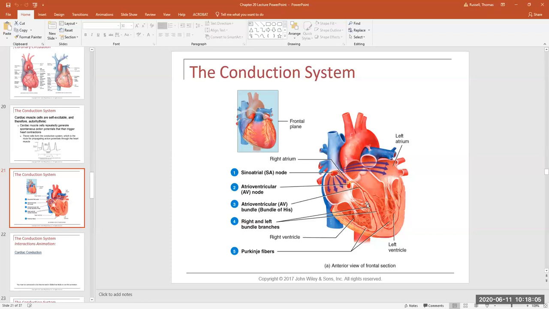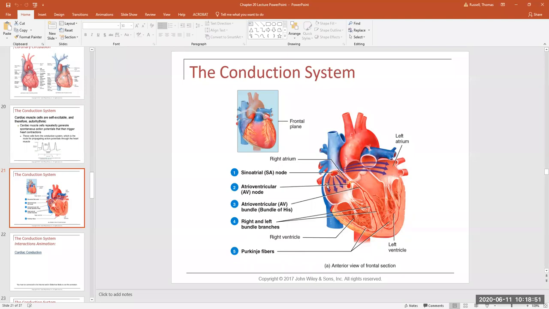Now, the AV bundle splits into what are called bundle branches. There's a left one that goes to the left side of the heart ventricles, and a right one that goes to the right ventricle. These branches go down this septum inside the heart. This is called the interventricular septum, which separates the right and left ventricles from one another. The bundle branches go towards the apex and then up through the myocardium of the ventricle as what's called Purkinje fibers. So as the electrical potential goes up through the Purkinje fibers, the action potential depolarizes all of the ventricular myocardial cells and makes them contract.